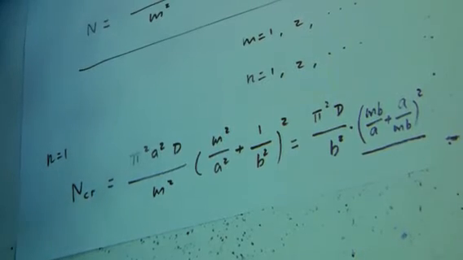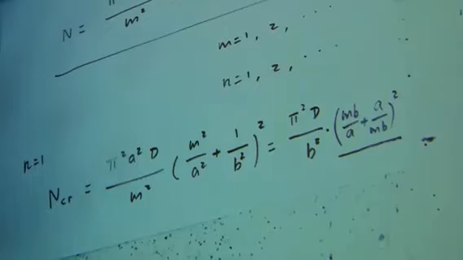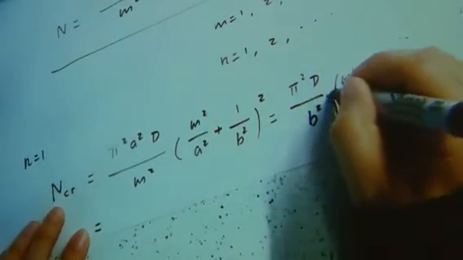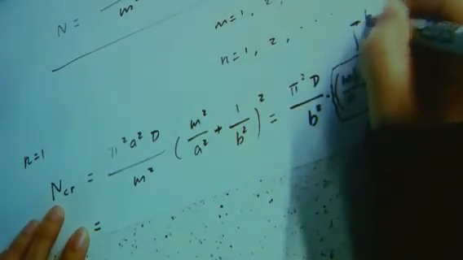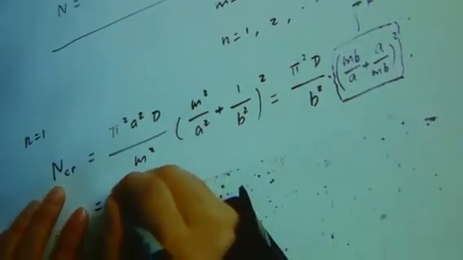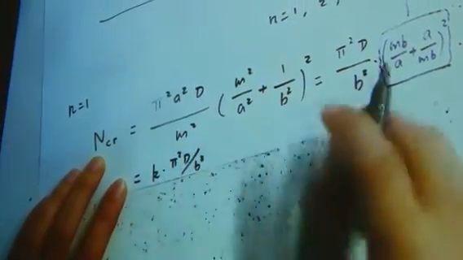So this is just simplification. From this to this, I just shuffle some terms. And then there's a concept related with this coefficient. We define this coefficient as k. So this becomes k times pi squared D divided by b squared.